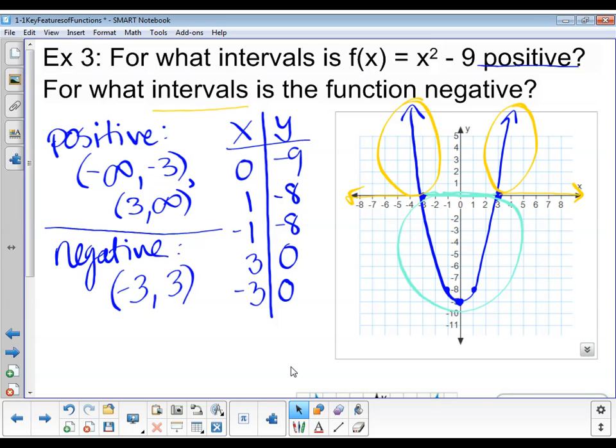But I do want to go through and explain a couple of things. This is example 3. And this is looking at a quadratic, x squared minus 9. It wants to know where it's positive and where it's negative.